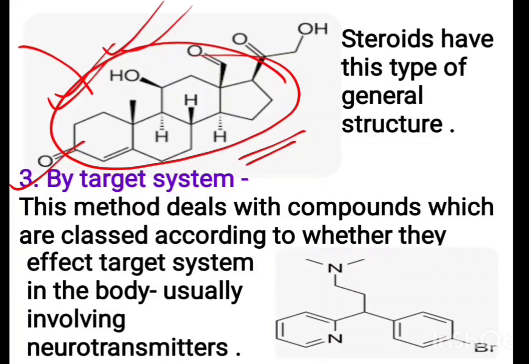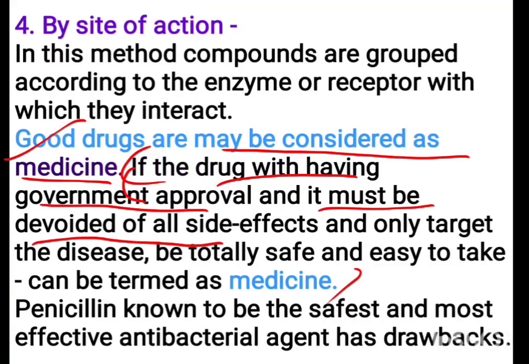This depends on how compounds are classed according to which target system is affected in the body, which usually involves neurotransmitters. Next, we have classification by site of action. In this method, compounds are grouped according to the enzyme or receptor they interact with. So interaction is important in that case.